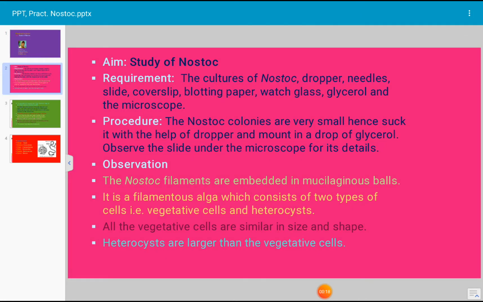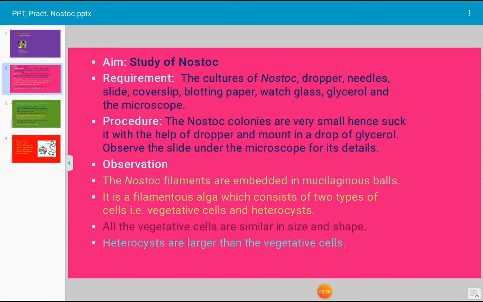Let us see the requirements of the practical. We need the culture of Nostoc. We need a dropper, needle, slide, cover slip, blotting paper, watch glass, glycerol and a microscope. These are the requirements of the practical.